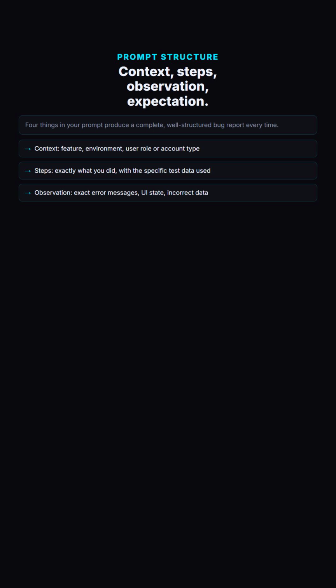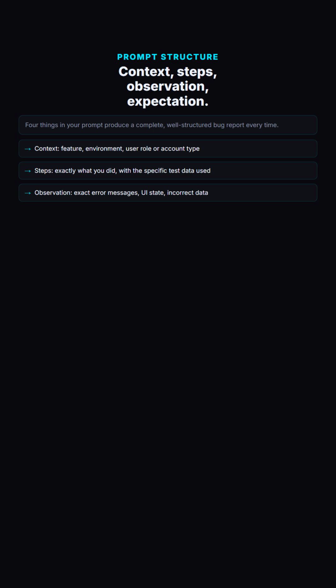Third, the observation. What actually happened? Be specific and concrete. Quote error messages exactly. Describe the UI state you saw. Note what data appeared in the response or in the database. Fourth, the expectation. What should have happened based on the requirements, the design, or the previous behavior of the system? Give the model those 4 things and ask it to generate a bug report in your team's standard format. If your team has a template, paste it in and tell the model to fill it out.